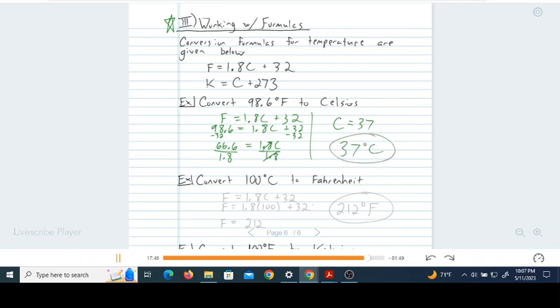And for those of you that work in the medical field, this number should look familiar to you. 98.6 is standard healthy body temperature. So in Fahrenheit, that's 98.6. In Celsius, that would be 37.